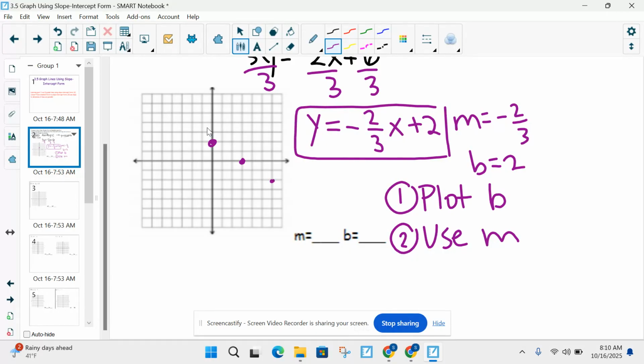We can make points on the left side of the graph by going in reverse. So up 2 and left 3. Now that we have as many points on the graph that can fit, you would take your straight edge and connect the dots to make a line. Lines have arrows, so we're going to put arrows on both ends. So slope is negative 2/3 and b is 2.